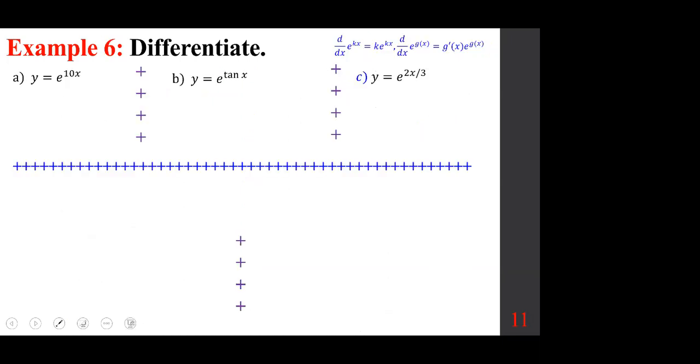All right, let's look at these exponentials. As we mentioned, for any exponential, the answer is itself. So the answer is e to the power of 10x times 10. What about this one? The answer is itself, e to the power of 10x times, what is the derivative of 10x? Secant squared.